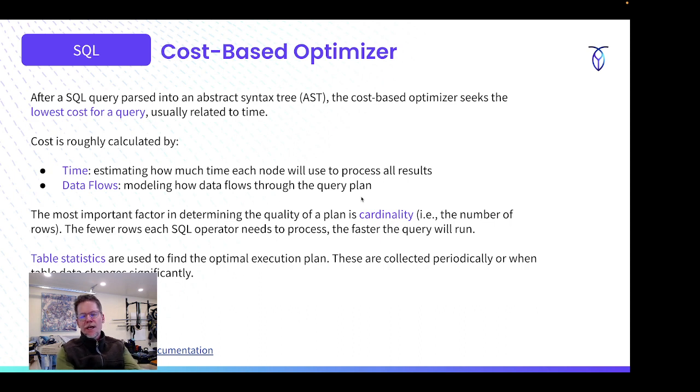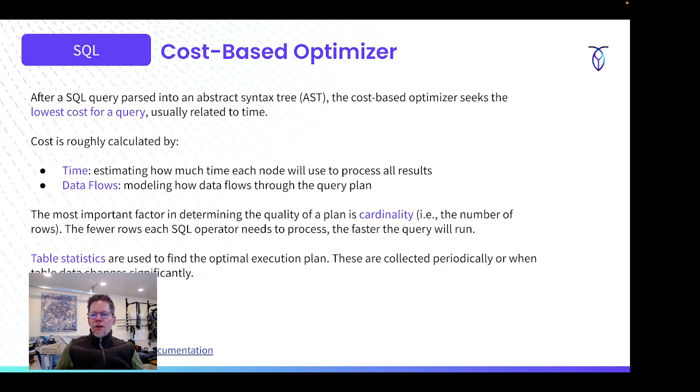So the Cost-Based Optimizer itself is what's used after the SQL query is parsed into an abstract syntax tree. That's a representation of the query. So that could be like a select query or an update query. It could be arbitrarily nested subqueries or any type of SQL. And so it's going to seek to find the lowest cost for a query, usually related to time.